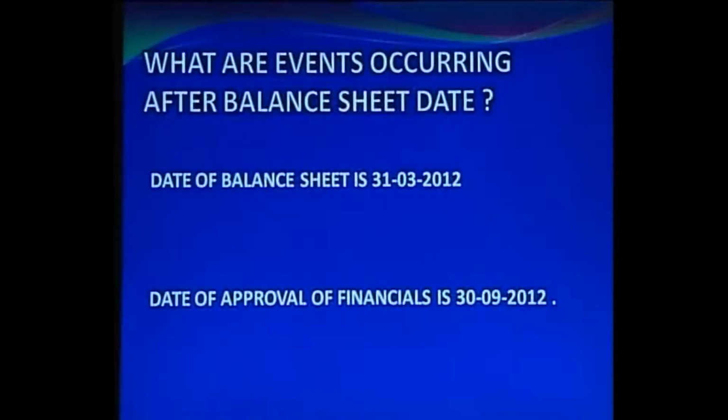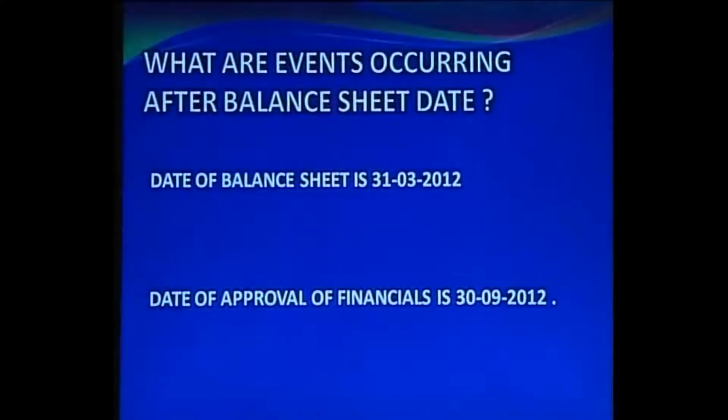So, what we have understood by this definition is that there is a time gap between two dates: one, the balance sheet date, and the other, the date at which the financial statements are approved or finalized. In the case of a company, the board of directors approve the balance sheet. So, whatever events have occurred between these two dates are known as events occurring after balance sheet date. Say for example, our balance sheet date is 31st March 2012, while the financial statements were approved on 30th September 2012. What has occurred during these 6 months would fall under events occurring after balance sheet date.